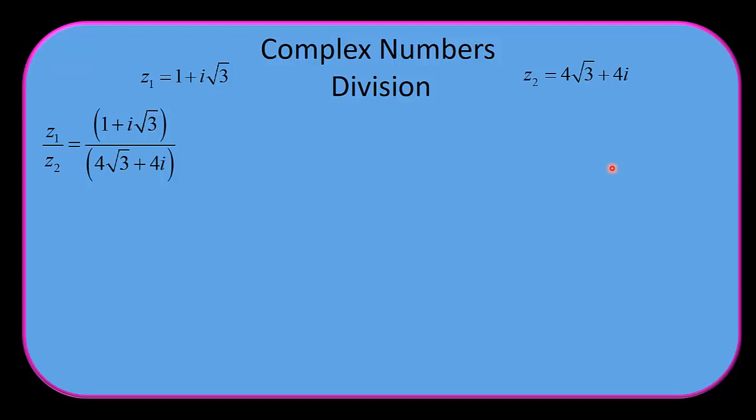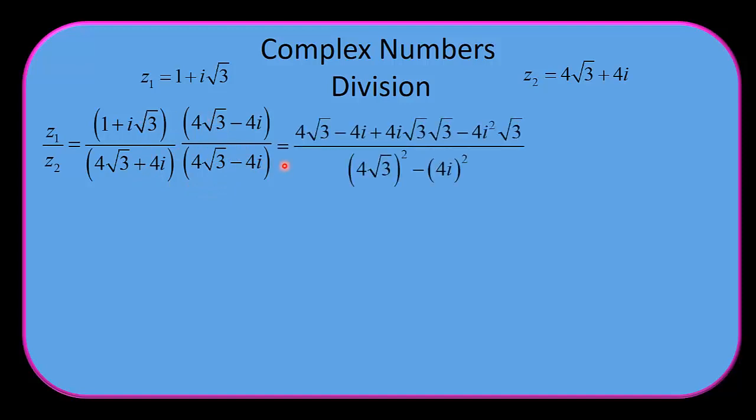What it involves is multiplying by the conjugate of the bottom. So we've got 4 square roots of 3 plus 4i on the bottom. So I'll just multiply the top and the bottom by its conjugate. Just replace this plus with a minus. I do that to the top and the bottom. And the bottom, remember, when we multiply a plus b times a minus b, we just get a squared minus b squared. And that's exactly what we've done on the bottom.